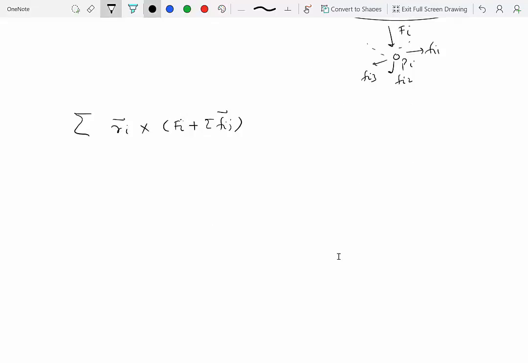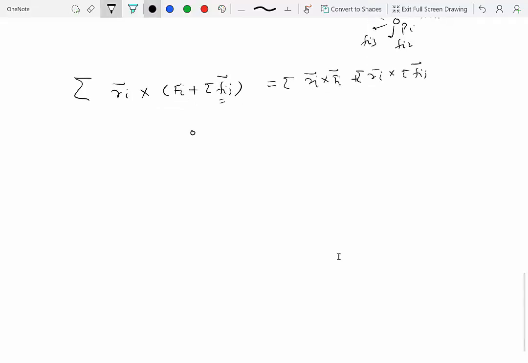Then we want to see if the effect of internal forces cancels out or not. This last term can be seen as sigma Ri cross Fi plus Ri, again we will repeat the sigma over here, cross sigma Fij. So this is a double summation over here. Let's just look at two forces. Let's say we have F12 and we have F21. This is particle 1, this is particle 2, and F12 is equal to minus F21.